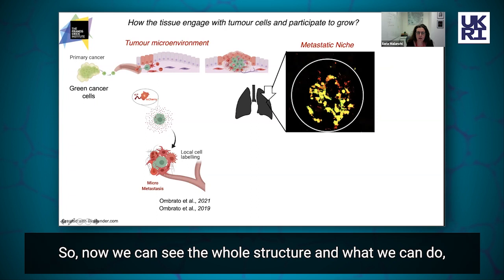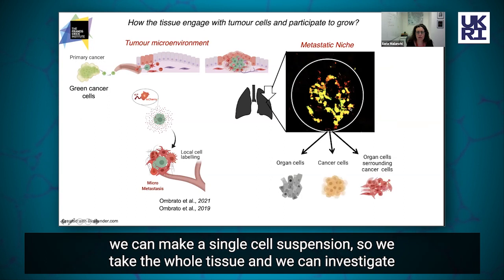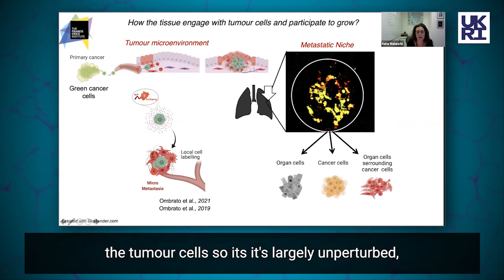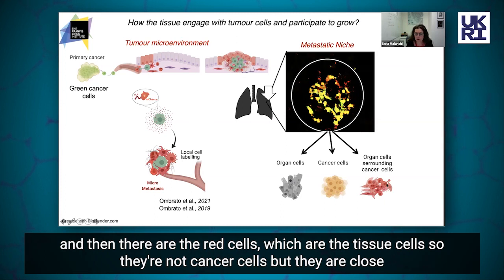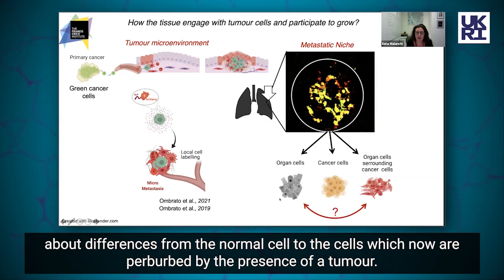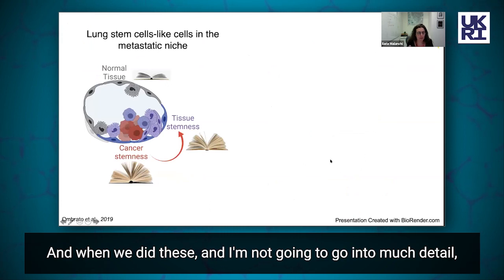So now we can see the whole structure, and what we can do is make a single cell suspension. We take the whole tissue and we can investigate all the different compartments. The cells which have no color would be the cells from the tissue which are not close to the tumor cell, so it's largely unperturbed. Then there would be the cancer cells, which are now yellow because they have both colors. And then there are the red cells, which are the tissue cells. So they're not cancer cells, but they are close to the cancer cells, so they can become red. And then we can ask questions about differences from the normal cells to the cells which are now perturbed by the presence of the tumor.